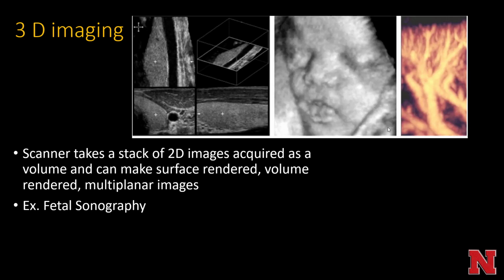Another ultrasound mode is 3D imaging. Here's where the scanner takes a stack of 2D images, renders them as a volume, and then gives you a surface anatomy picture in 3 dimensions. Great examples of using this are in fetal sonography, looking at, say, the fetal heart or possibly the maxillofacial structures, looking for cleft lips and palates. It can be a very powerful tool.